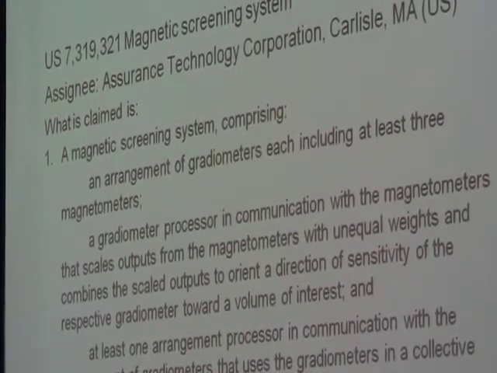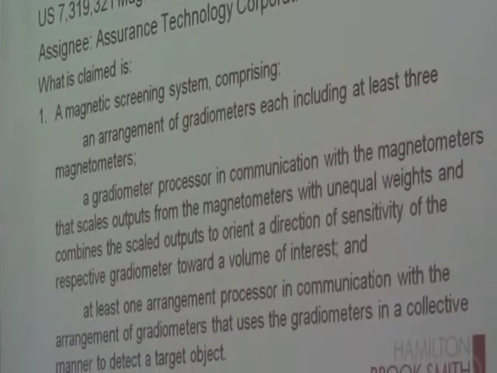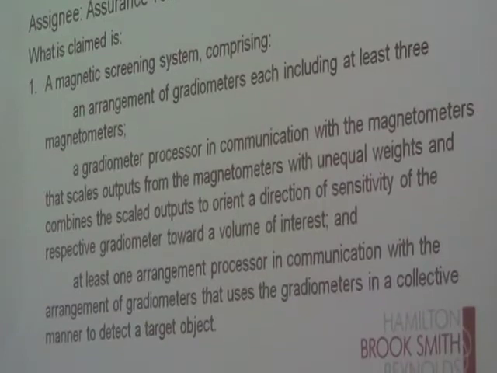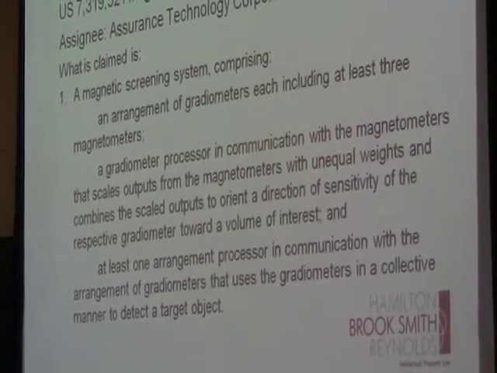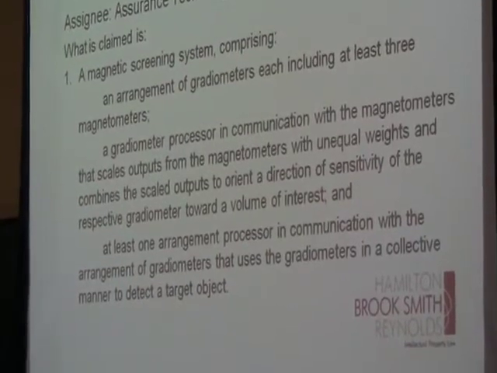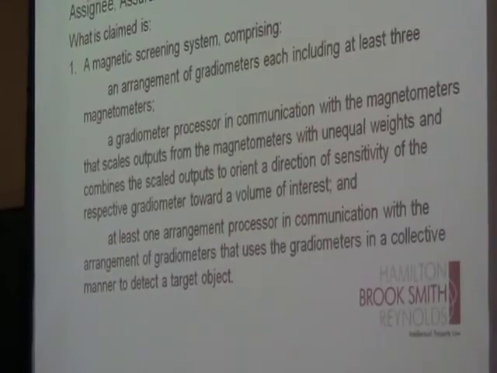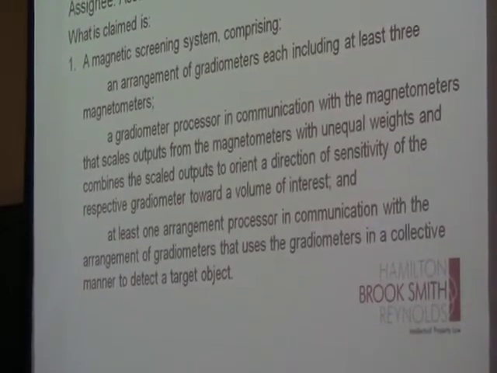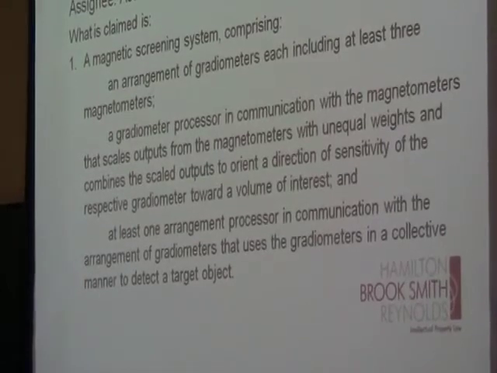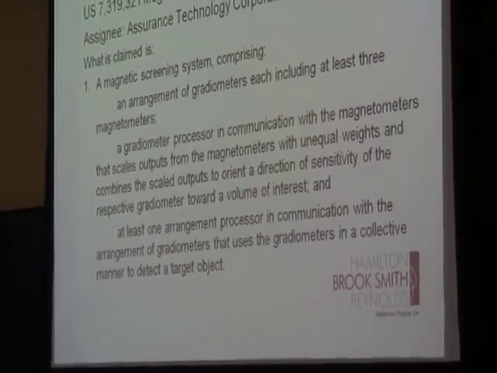We arrange them in a particular way. A gradiometer processor in communication with the magnetometers that scales outputs from the magnetometers with unequal weights. That tends to be important. That's what actually allows for that directionality to occur. Combines the outputs to orient the direction of sensitivity of the respective gradiometer toward a volume of interest. So you put a whole group of these up over the portal, and you can see on the right side that with the right directionality, you can actually sense that there's a gun.